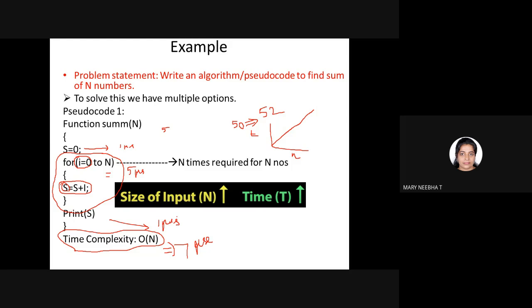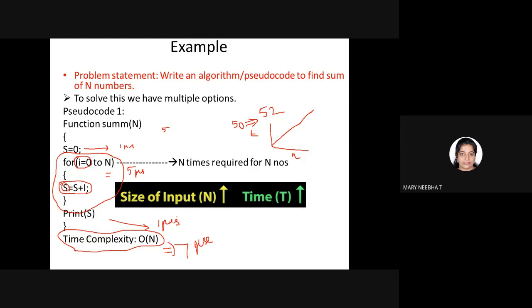So I have given two examples. One example is just to find the sum of n numbers. If we are going to write an algorithm, there we have seen two logics, or two pseudocodes. The first logic uses a for loop, and the second logic uses the formula. And we also examined another example, linear search and binary search.